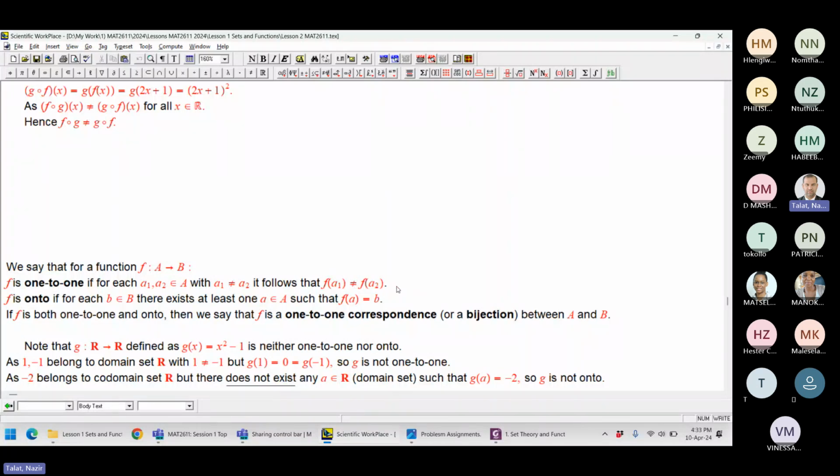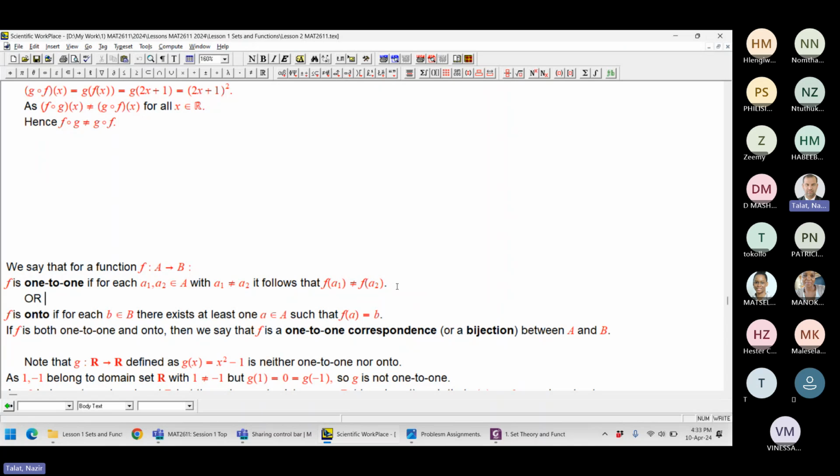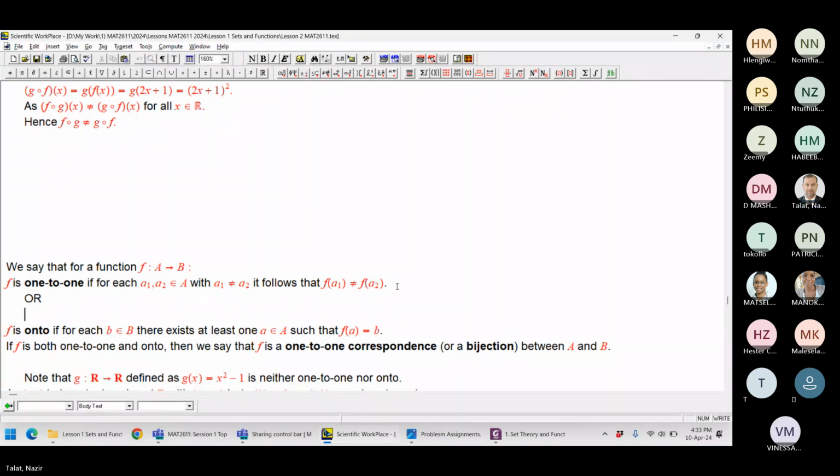We can also write its equivalent form: if f of A1 is equal to f of A2, then we get A1 is equal to A2.